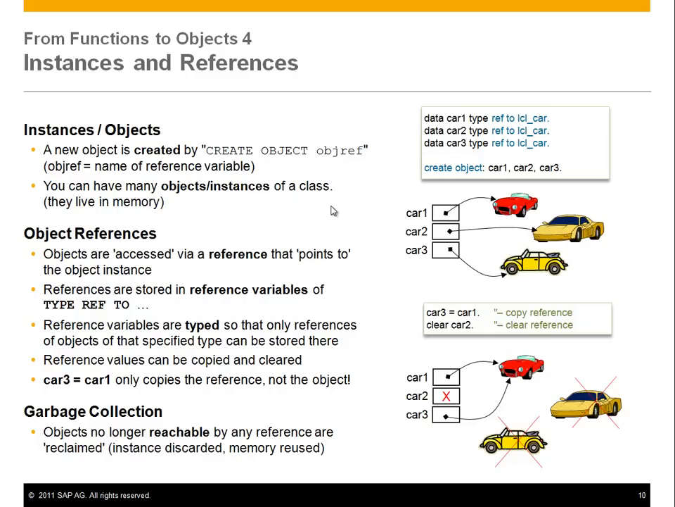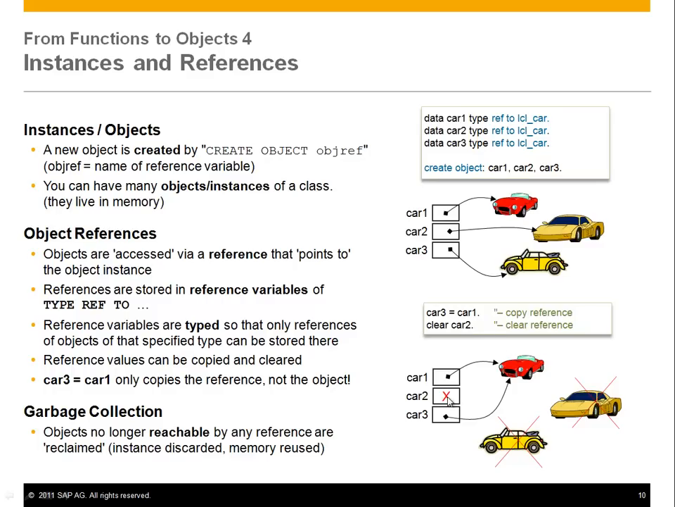Now, one thing is important about the reference semantics. Look at the statements below where it says car 3 equals car 1 and then clear car 2. Car 3 equals car 1 copies the reference. So now car 3 has the same reference as car 1 and they both point to the red car, whatever that is. Clear car 2 resets the reference variable of car 2, so there is nothing in it right now.